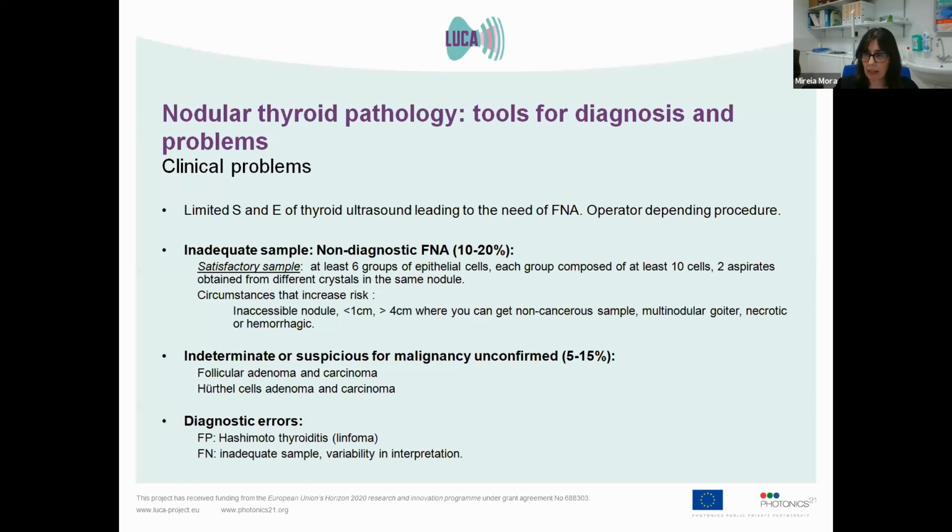We have to say that ultrasound and fine needle aspiration are the best tools that we have nowadays, and they are a good approach and help us a lot in the diagnosis of thyroid cancers. However, we have some limitations in some cases. On the one hand, the limited sensitivity and specificity of the thyroid ultrasound lead us to the necessity of performing a fine needle aspiration.